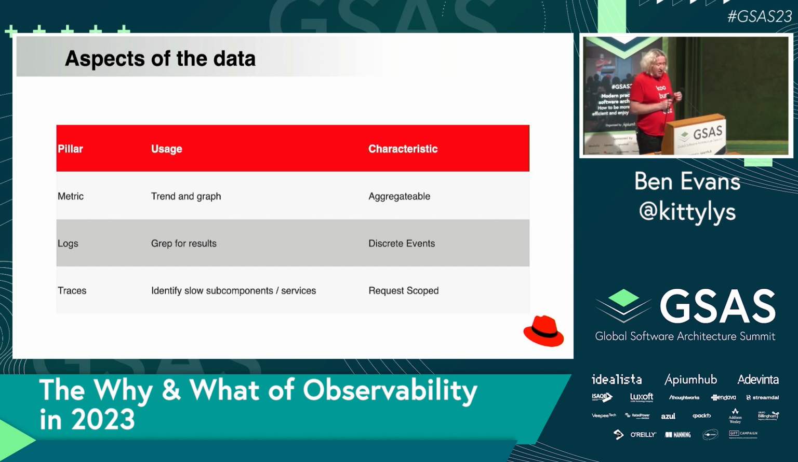In the case of metrics, our usage is trending and graphing. That's always what we do with metrics. And the characteristic that they have, which none of the other data types have, is that they are aggregatable. You can take a metric and you can boil it down to something more coarse-grained.